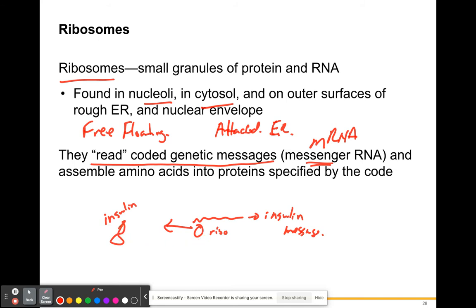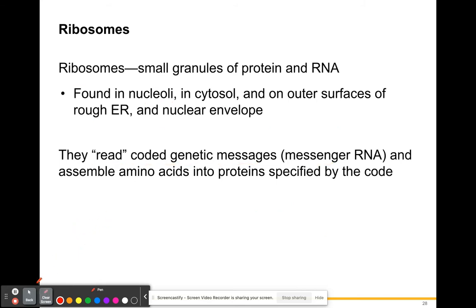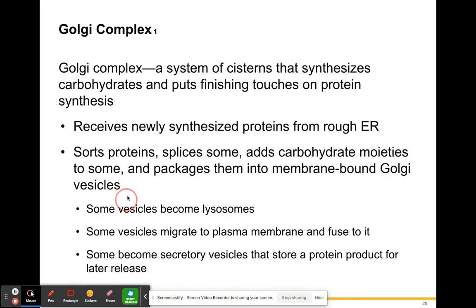Okay. It's much more complicated than that, but that's a very short version of protein synthesis, right? That was the making of a protein. Okay. The Golgi apparatus or the Golgi complex could be named either one of those things. It's a system of, or a set of, double membrane that's going to help package and process proteins. Okay, package and process proteins.